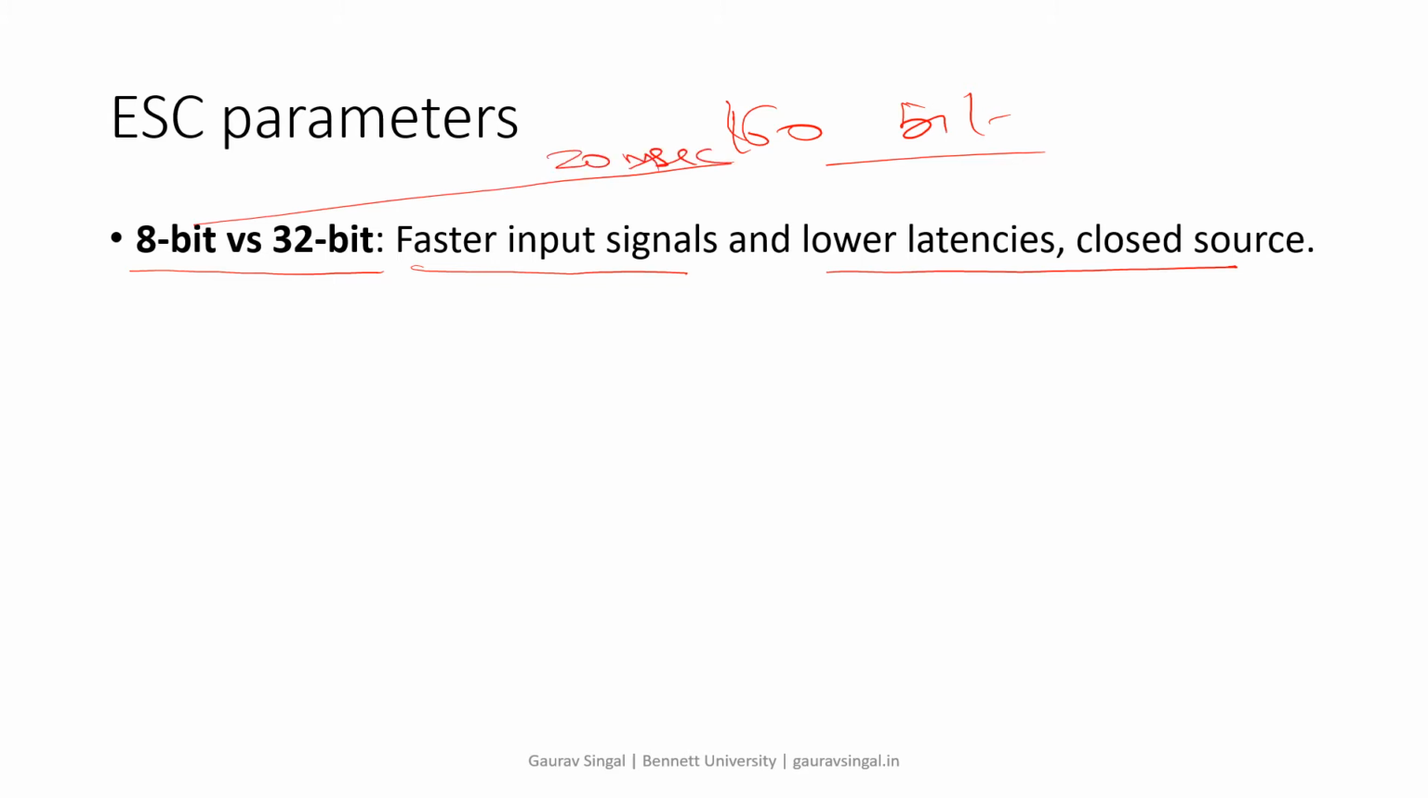If we are talking about milliseconds, with 32-bit it will take only 5 milliseconds. So this is basically the difference. You can say faster input signal and lower latency with this bit.